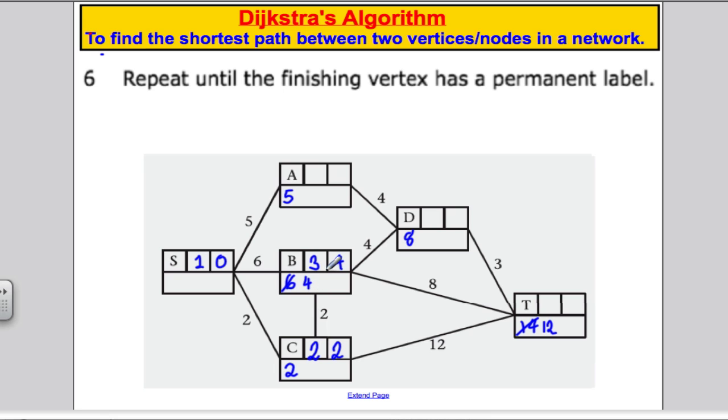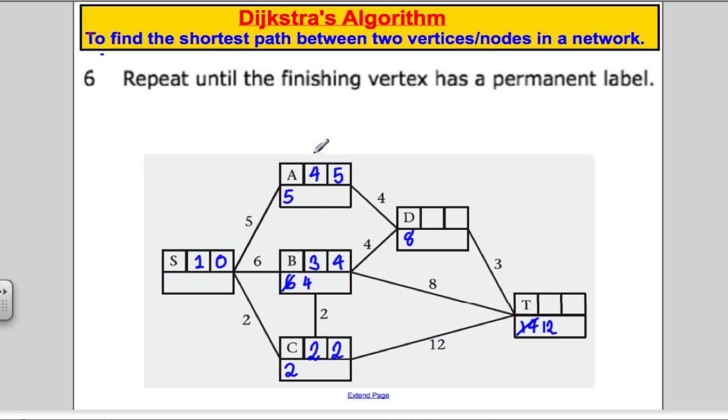Okay, so at this stage, what you do, out of everything that's temporary, you consider the smallest. What's smaller out of 5, 8 and 12? Well, 5 is. So it's going to be the fourth one you label up, and it's going to have weight to get there of 5.